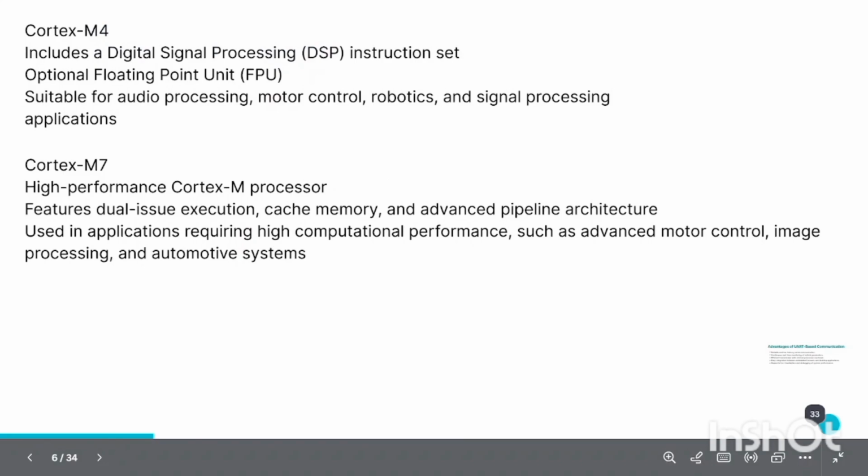For advanced applications, the Cortex-M4 adds a dedicated digital signal processing instruction set and an optional floating point unit for motor control loops. The high-end Cortex-M7 introduces a dual-issue execution pipeline and a cache memory to handle computation loads like image processing and advanced ADAS units.